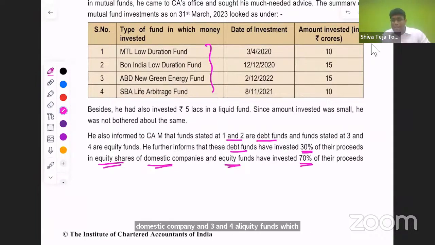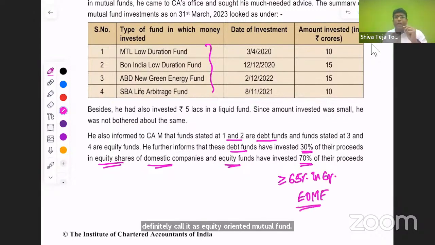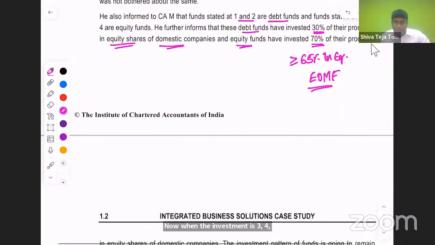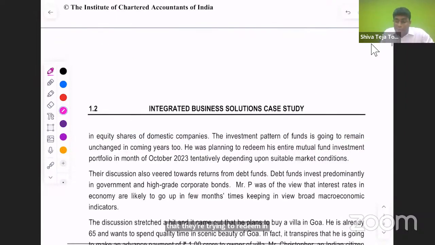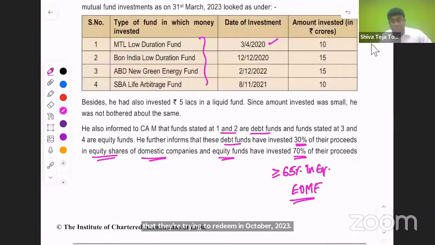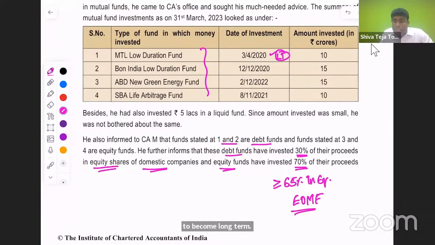There is a provision which clearly says that if you invest a minimum of 65% in equity shares, then we'll definitely call it an equity-oriented mutual fund, where the period of holding to determine long-term and short-term that will come into picture is only 12 months. Now, when the investment is 3/4/2020, and they're saying that they're planning to redeem in October 2023, what has happened is, first case, it is definitely going to become long-term. Second case, 12/12/2020. So this case is going to definitely become short-term.